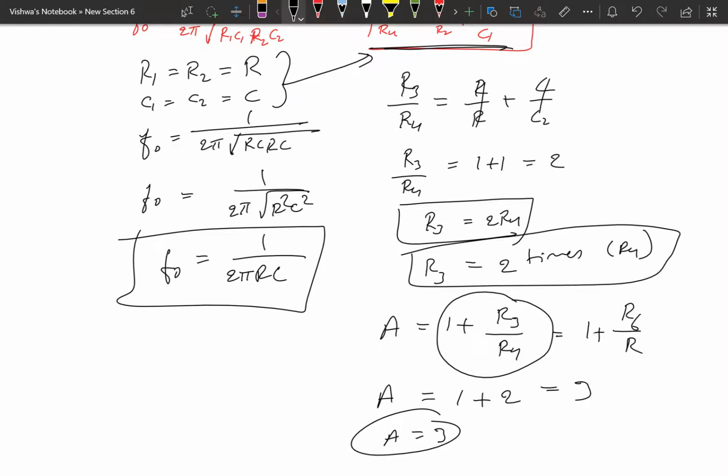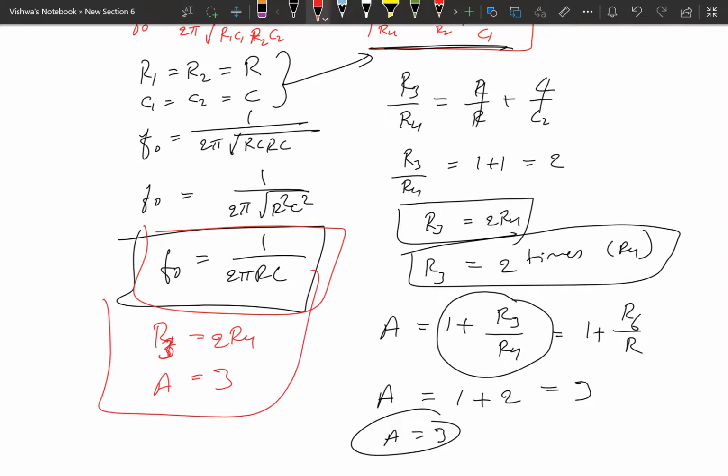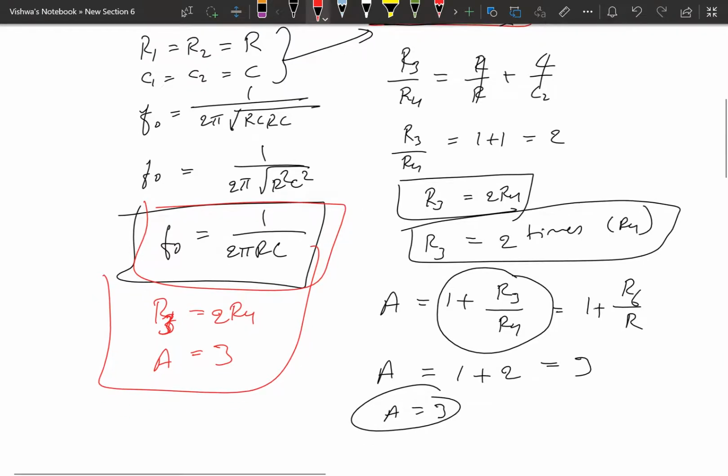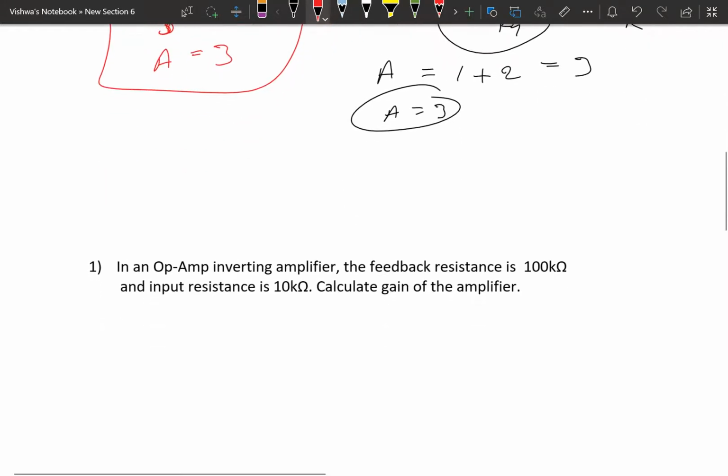Using these values, the resonant frequency is 1 by 2 pi RC. To achieve this, the minimum feedback resistor, take it as R3, should be equal to 2 times R4, and the gain should be at least 3. Using these values, we can configure the Wien bridge oscillator, which produces the resonant frequency 1 by 2 pi RC. So the theoretical concept of this chapter is complete.